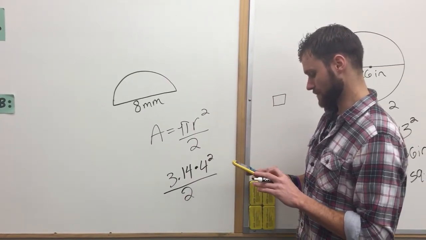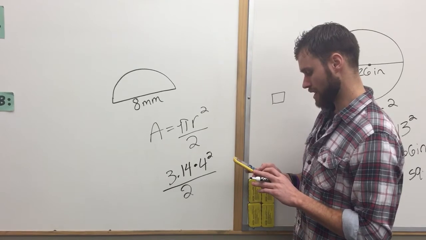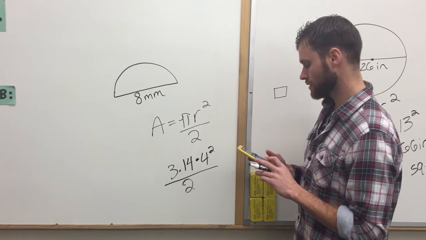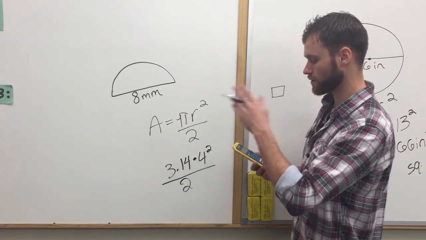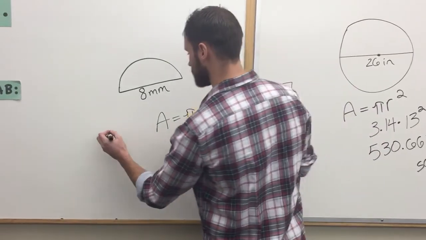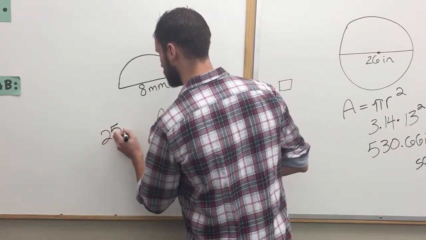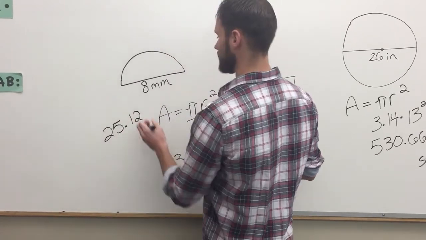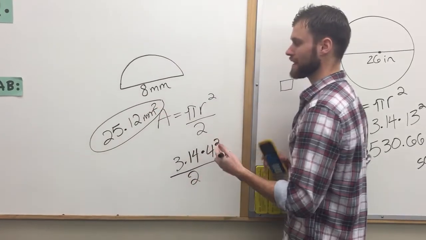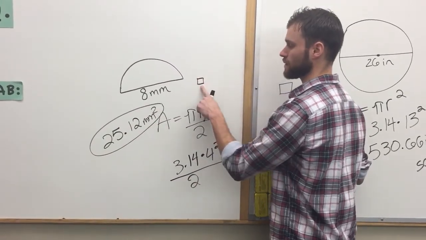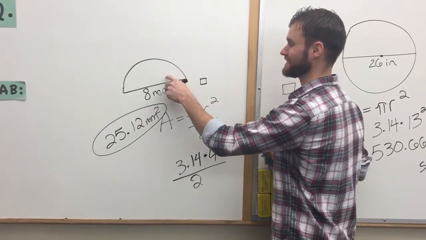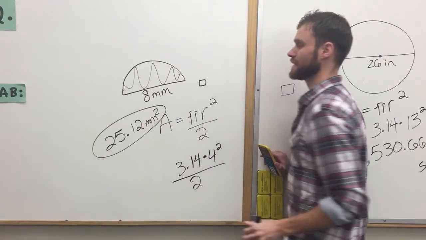So I'm going to use my calculator, 3.14 times 4 squared and divided by 2. I got 50.24, which would be for a whole circle, and then once I cut that in half because it's a semicircle, I get an area of 25.12, and that would be millimeters squared for the answer. Again, what that means is if I had a 1 millimeter by 1 millimeter square, it would take 25.12 of them to fill the inside of that shape.